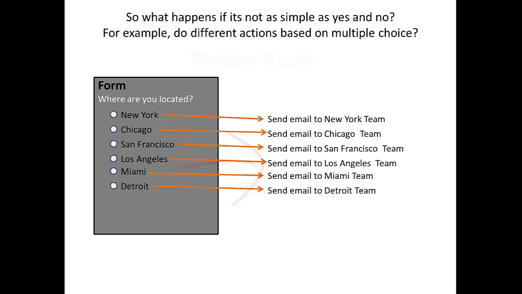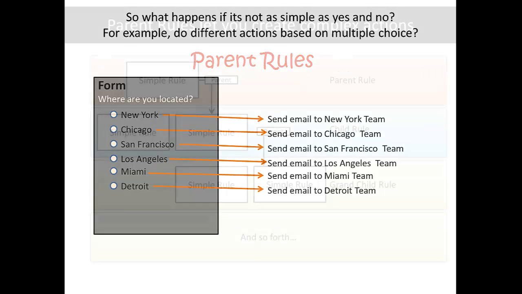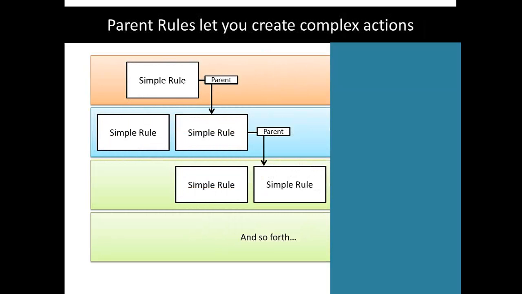Luckily, ContactUs.com offers parent rules. The combination of child and parent rules allow for complex processing rules without the PhD in computer science. Parent rules let you create complex actions. You can assign a parent rule to any rule you're creating. When you add a parent rule to the rule you're creating, you're also turning the rule you're creating into a child rule. This makes ContactUs.com incredibly versatile because you can create combinations of rules.